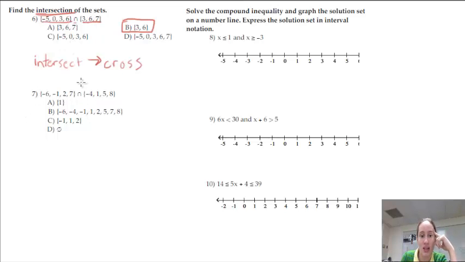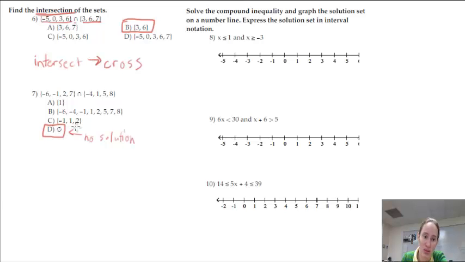On number 7, then, this is kind of a trick question almost, because if you look at this, they don't have anything in common. So which of these answer choices would we pick if they don't have anything in common? We'd pick D. Now, I think we've used this symbol enough, hopefully, for you to know what it means, but that symbol means no solution.